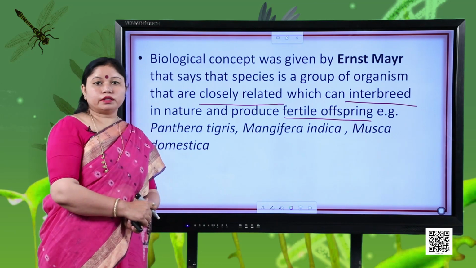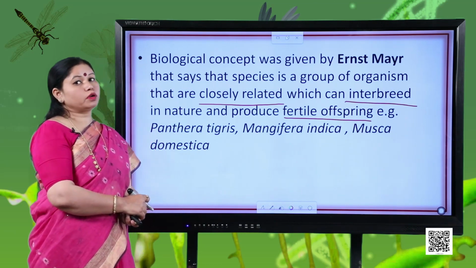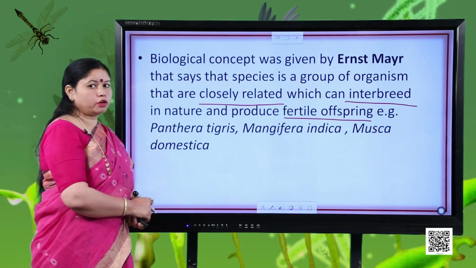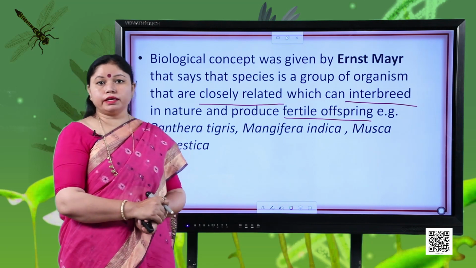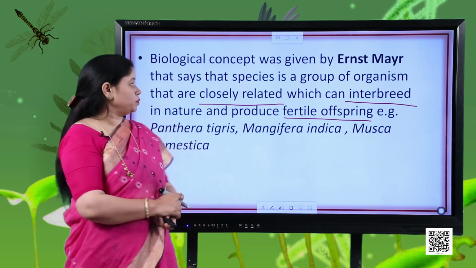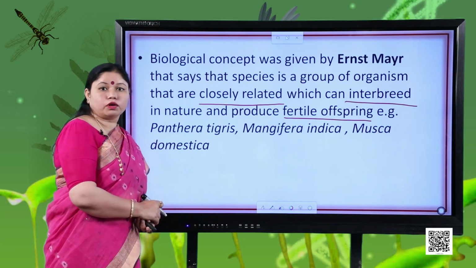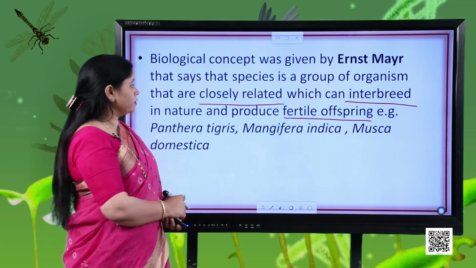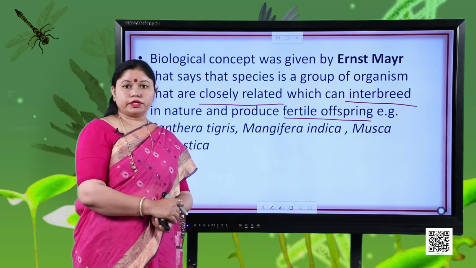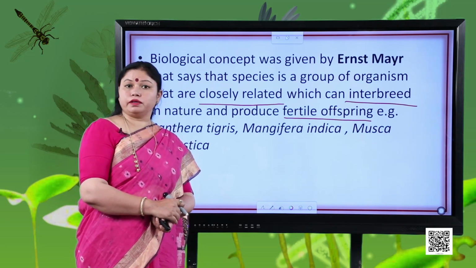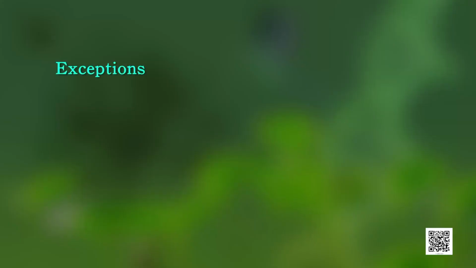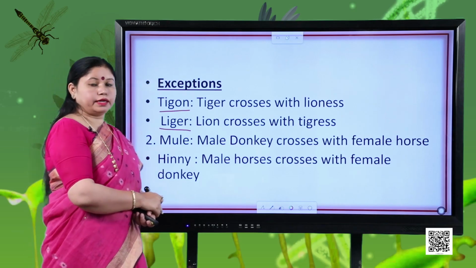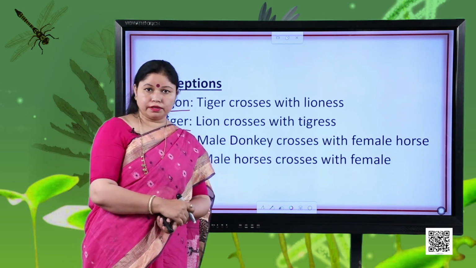Let us explore what he was trying to say in his concept. He said that a species is a group of closely related individuals. What is the meaning of closely related? That they all have a common ancestor. They share the same or a similar gene pool. And these organisms are able to interbreed among themselves, and the offspring they produce must be fertile. But there are a few exceptions too. You might have heard the names of tigon, liger. Usually tiger is a different species, lion is a different one.